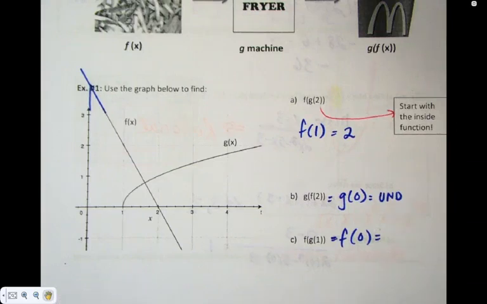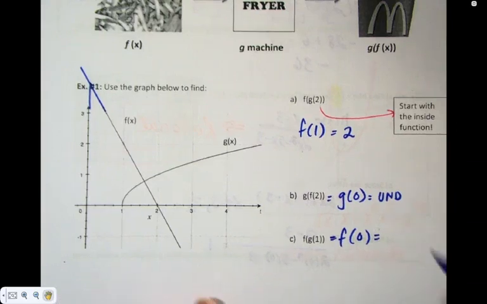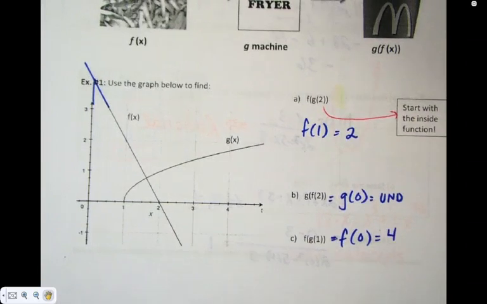F of 0, 4-ish. We're okay with 4? That's a composition of functions. That's all it is. It's a function within a function.